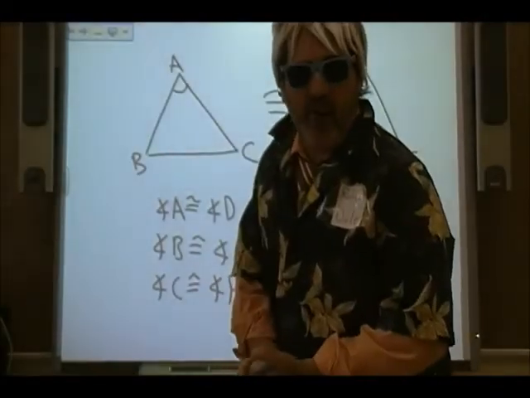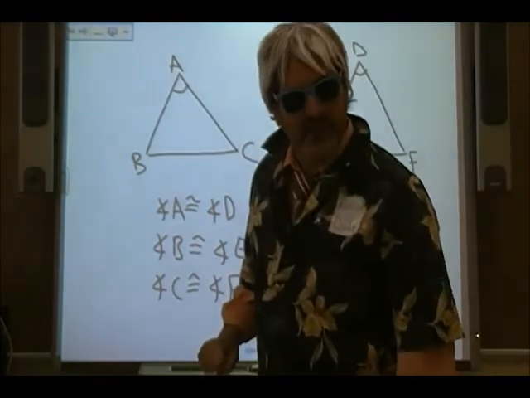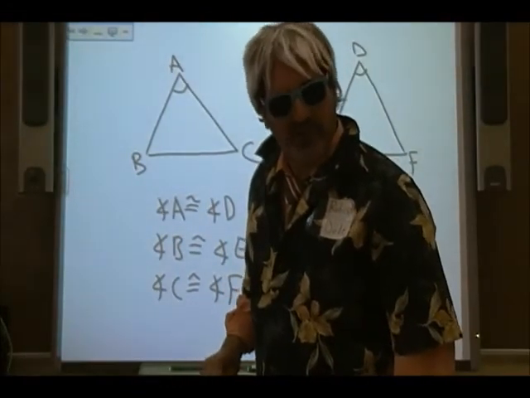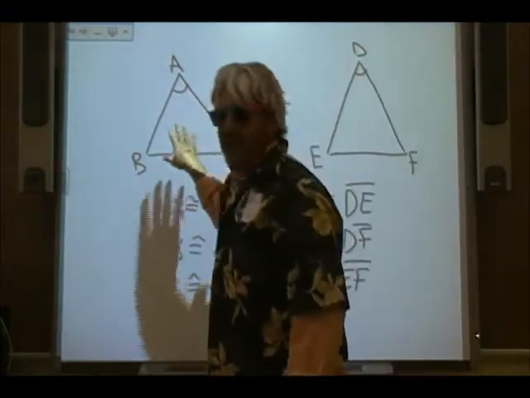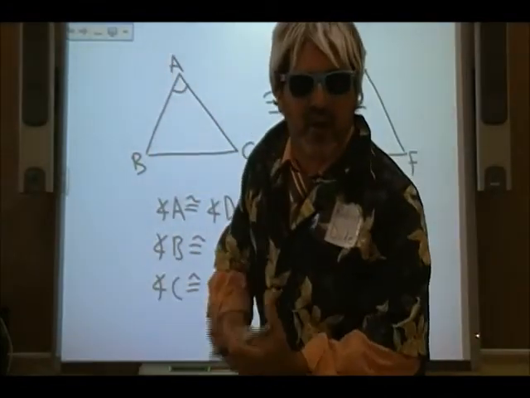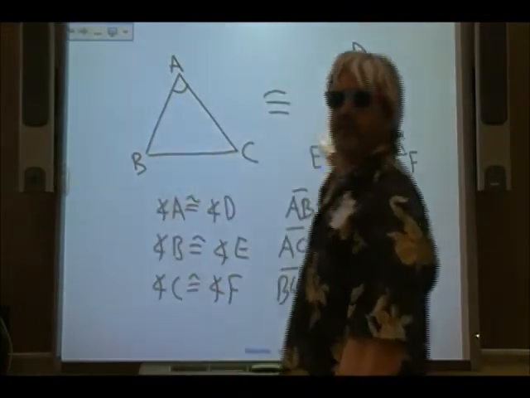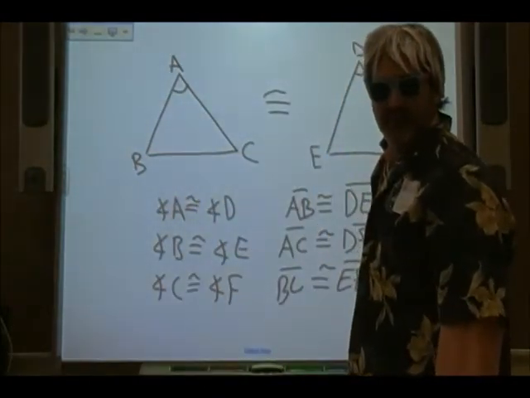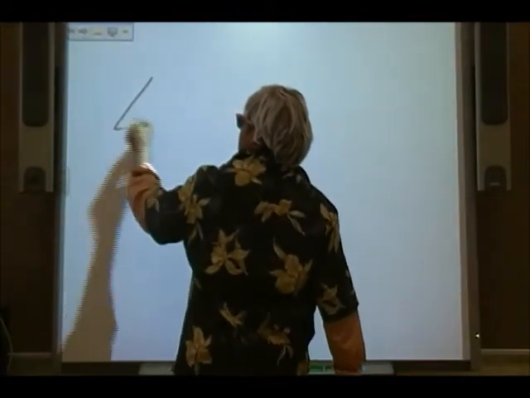But what we found out is there's a way to make sure. What we found out is that I don't have to measure all of them. If I could just measure a few things of one, it automatically corresponds to the other. And these are called postulates. That means they're things that you accept as true automatically. So one of the postulates says this.